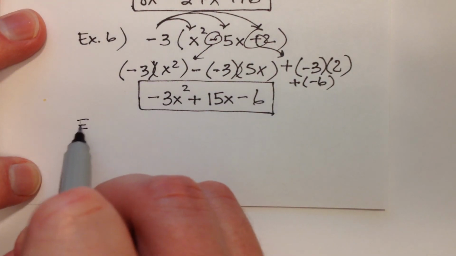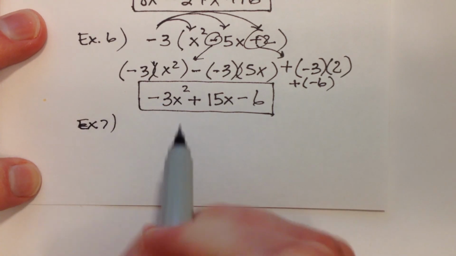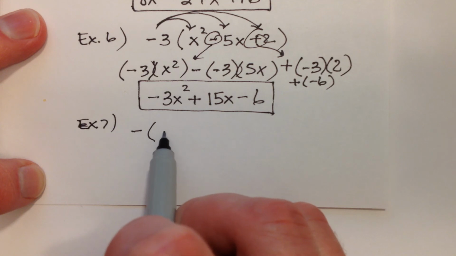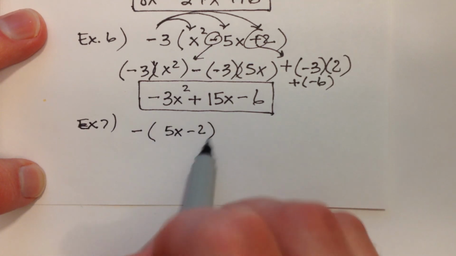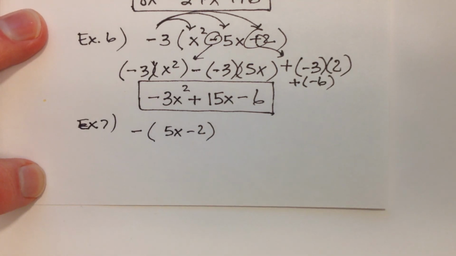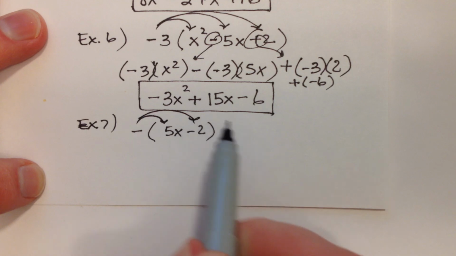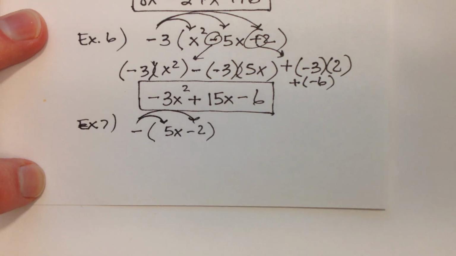So if we have example 7, let's say it's just a negative out front, and we have 5x minus 2. What this negative is going to do is actually just negate everything that's inside. Because when we distribute this, we're really distributing a negative 1. So if we multiply by negative 1, what happens when you multiply by negative 1? Really, it just takes positive numbers and makes them negative, and takes negative numbers and makes them positive. It just changes their sign.